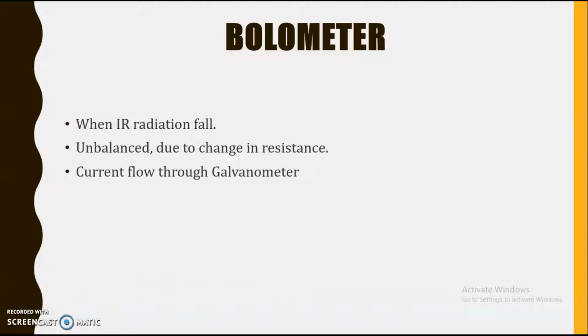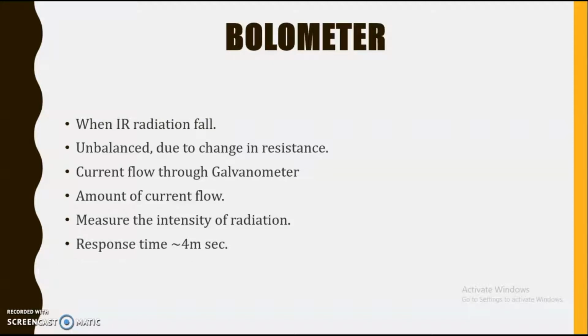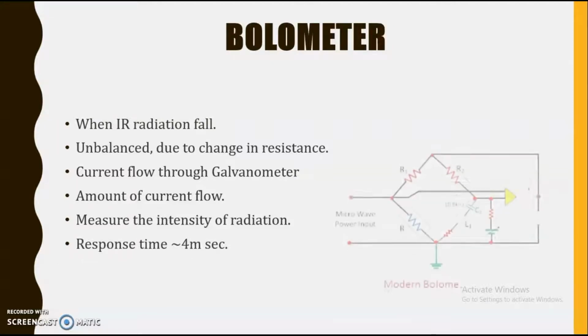These are the most commonly used detectors in IR spectroscopy. Due to the change in the resistance of this unbalanced Wheatstone's bridge, current flows through the galvanometer, and this current is proportional to the amount of light that is falling on the surface of the bolometer. These bolometers are used to measure the intensity of radiation, and the response time is approximately 4 milliseconds.